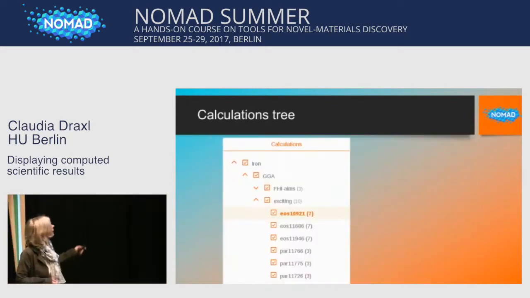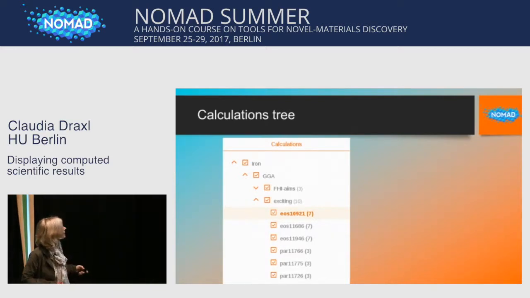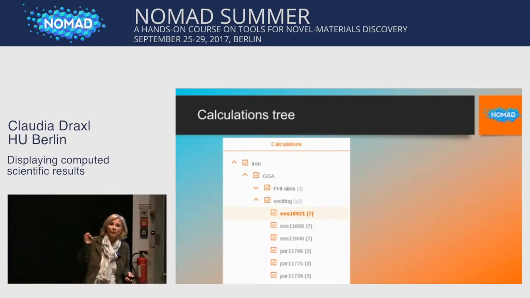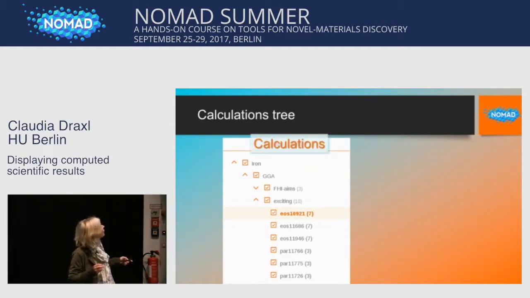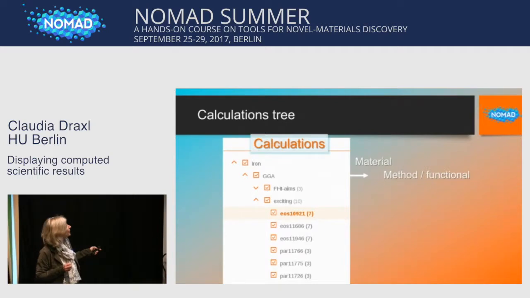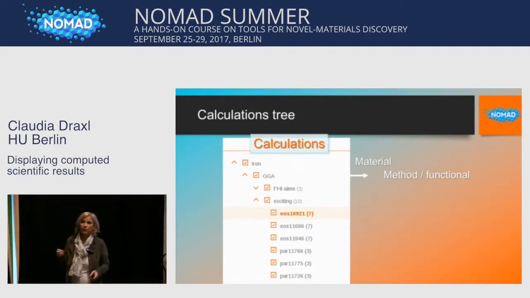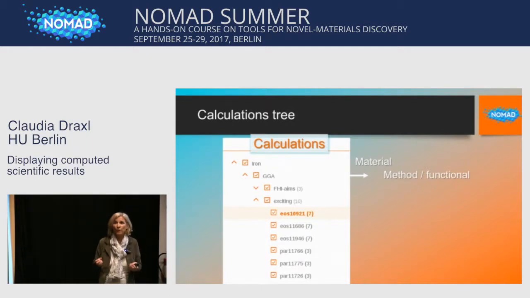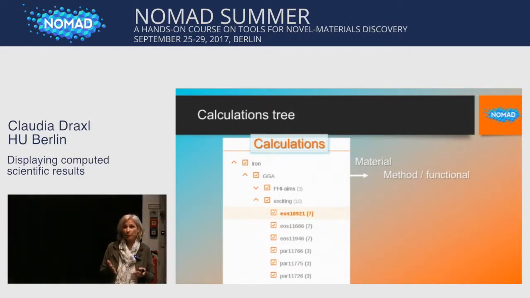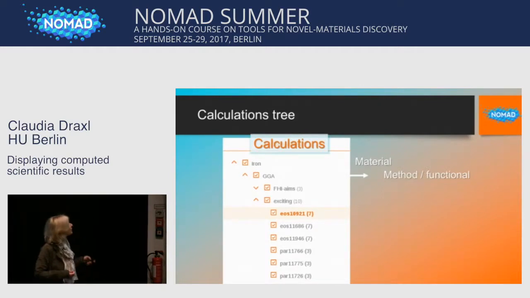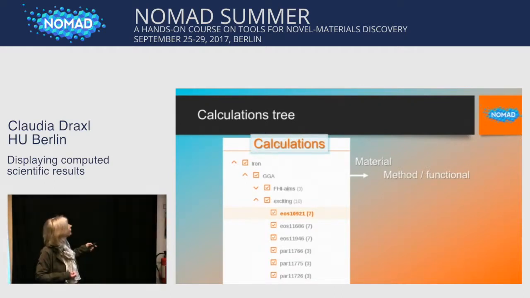So let's go back to the calculation tree, as I said before. Or let me come to the very beginning. What is in the focus of the whole thing is the material. And that's why if you look at the calculations, the material comes on top. So this is what you have chosen. In this case it is, for instance, iron. The next important thing is the methodology, because you don't want to compare apples and oranges. You want to compare results that have been computed with a certain methodology. So in that sense, we have chosen it to be the second important thing here.